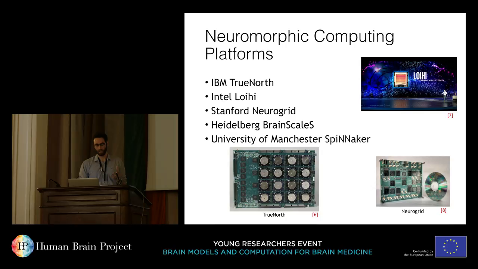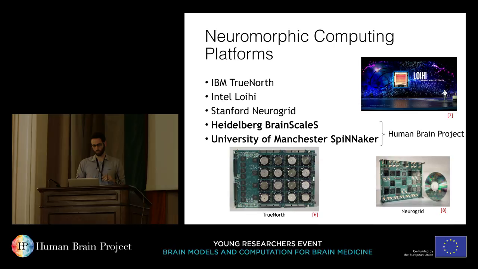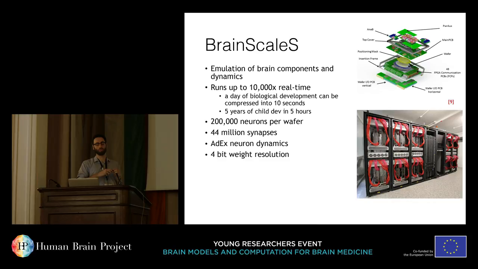So there's a number of different platforms being developed. There's TrueNorth, Loihi, and Neurogrid. These are all outside of the Human Brain Project. And the exact specifics of how they work is a bit of a secret, especially with Intel's. But the ones I'm going to focus on are BrainScaleS and SpiNNaker, which are both developed from the Human Brain Project. So BrainScaleS works by emulating the brain dynamics. As compared to simulation, emulation doesn't model the intricacies of neuromodulators and ion channels.